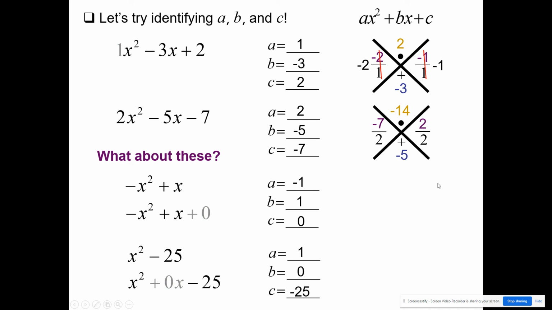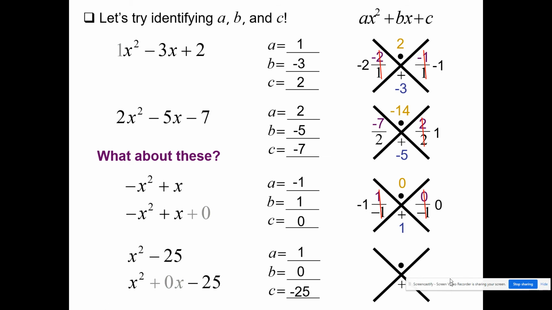This doesn't reduce, but 2 divided by 2 does make a 1. Okay, we got to be careful on this one. A times C is actually 0. B is 1. So what are two numbers that multiply to 0 and add to 1? 0 and 1. Don't forget to divide by A. We're going to divide by -1. So 1 divided by -1 is -1, and 0 divided by -1 is 0.